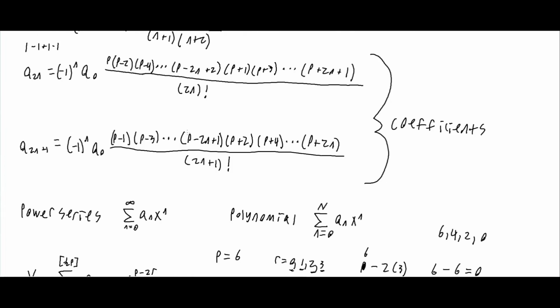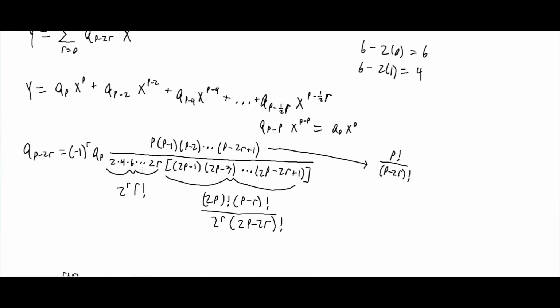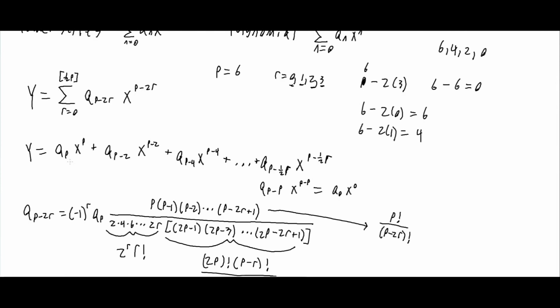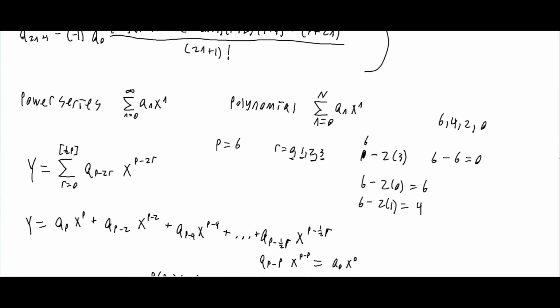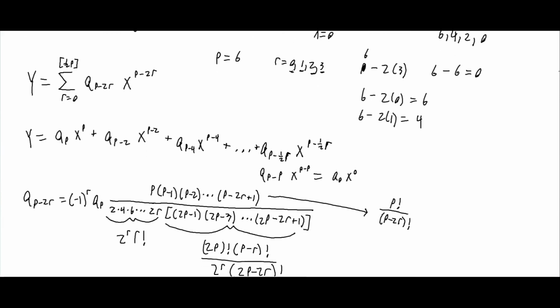Then I went through all of this to get our formulas for the coefficients. So we said that if p was a positive integer, it would become a polynomial, and it would be a polynomial that looks something like this right here.